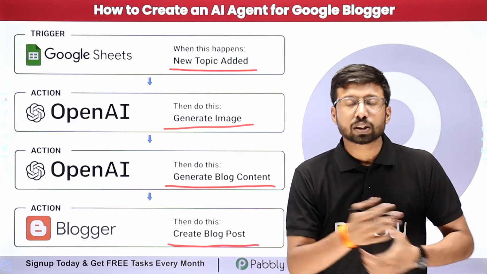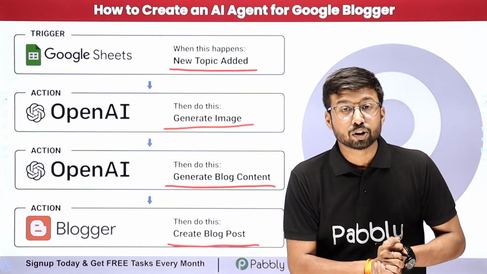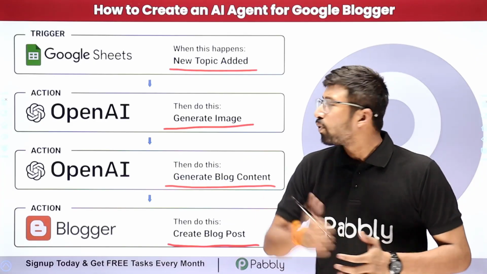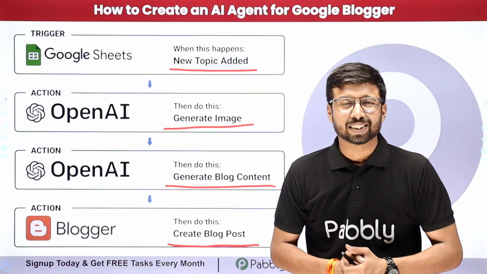Now you have multiple options. Either you can create the draft of the post in Google Blogger or directly publish it as well. Now, if you want to know how you can create this AI agent all by yourself, for that, let me just take you to my screen.